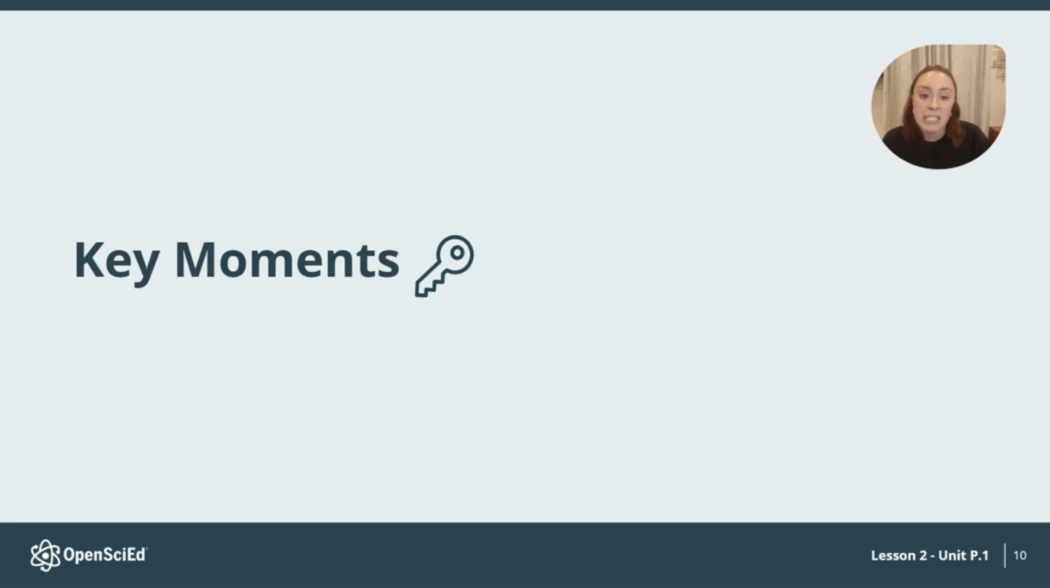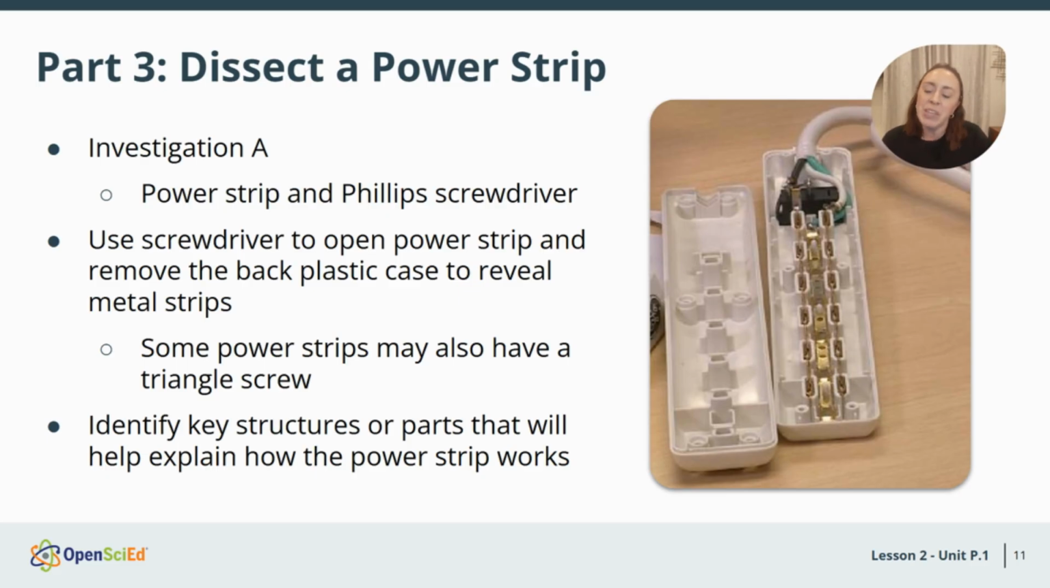So let's dive into these key moments a little bit further and make sure we feel prepared to teach this lesson in our classrooms. So the first opportunity comes again in day 1 in part 3, where we're dissecting a power strip. This is identified as investigation A, and students just need here the power strip and a Phillips screwdriver. They use the screwdriver to open up the back plastic and reveal the structures inside.